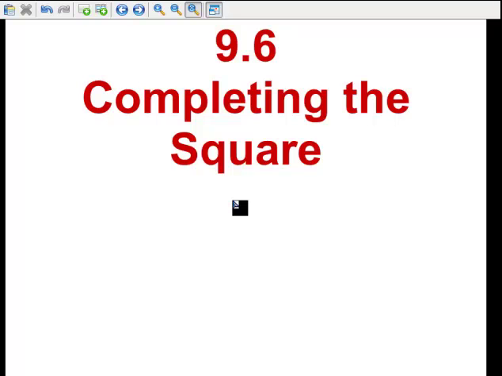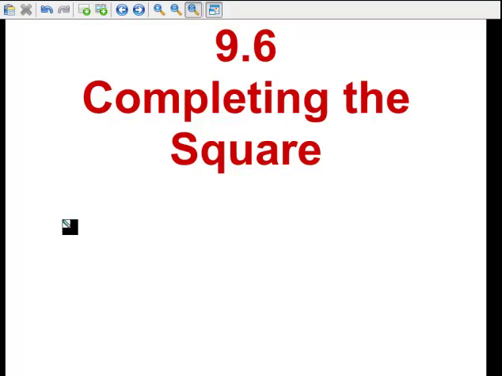Video 9.6, completing the square. So, we have looked at a bunch of quadratics, some that are really easy to factor, some that are perfect squares, and today we're going to look at some that are actually pretty difficult and kind of turn out with some messy numbers. So we're going to learn a procedure to make those into easier problems to deal with.